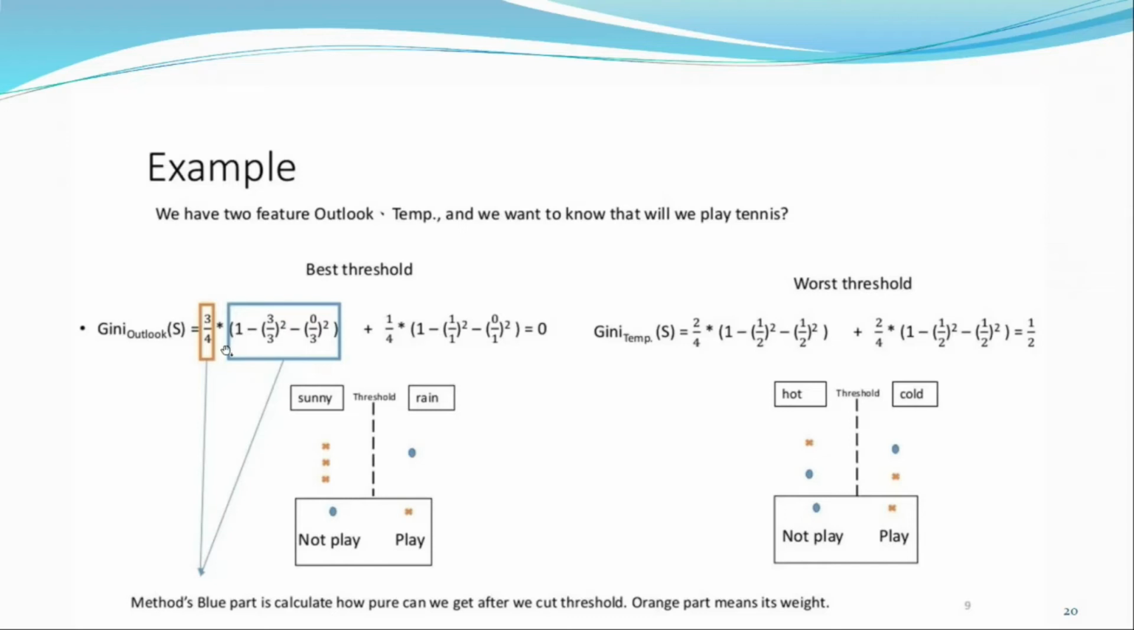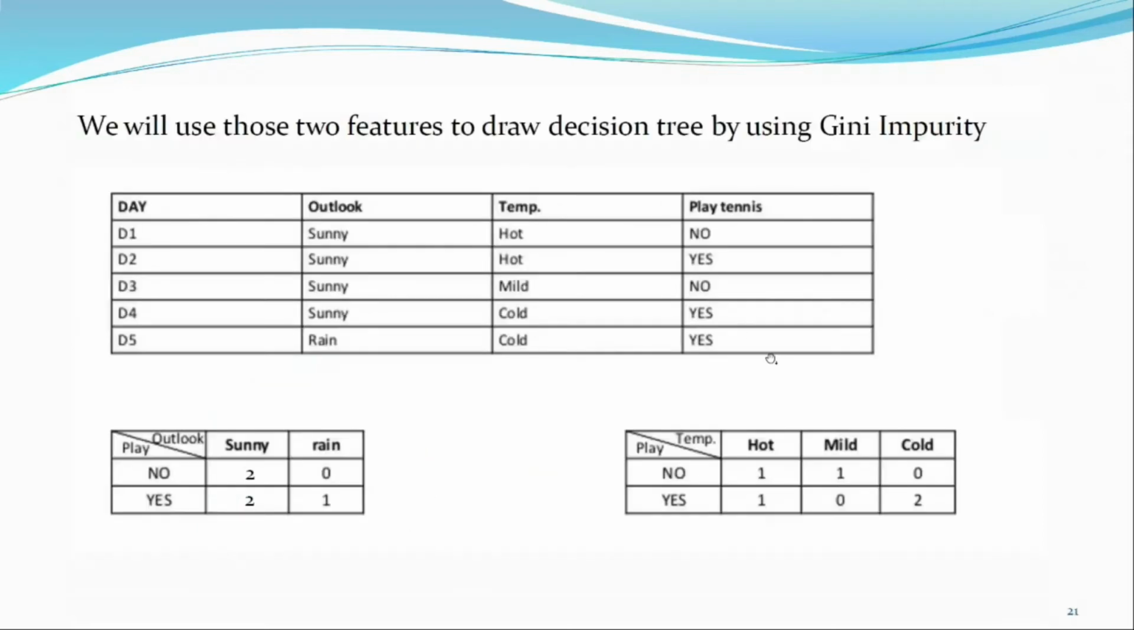As the Gini of outlook is the best one, we will choose the outlook attribute to split the data set. Now let's consider another example.